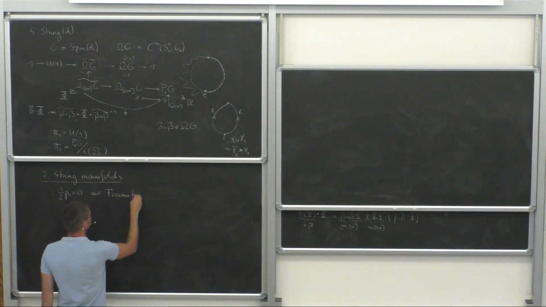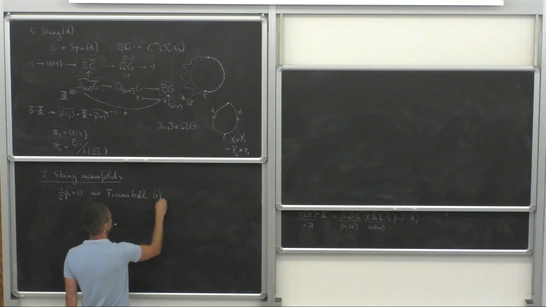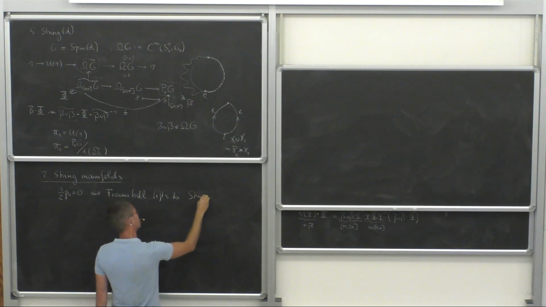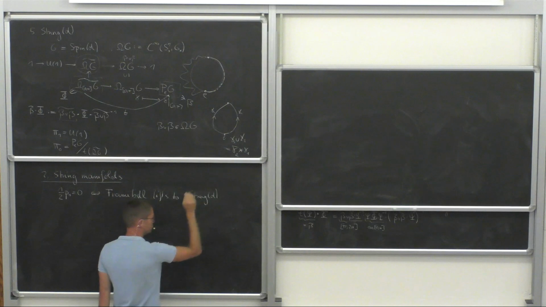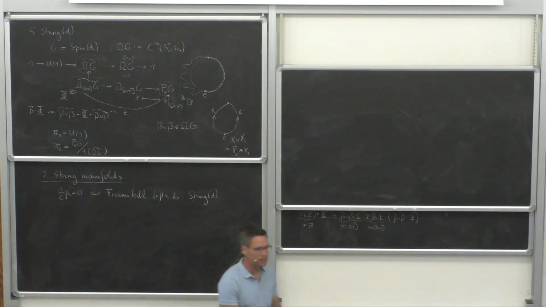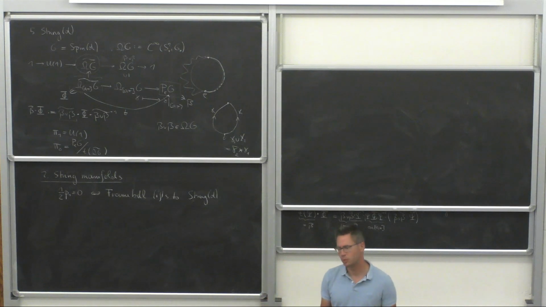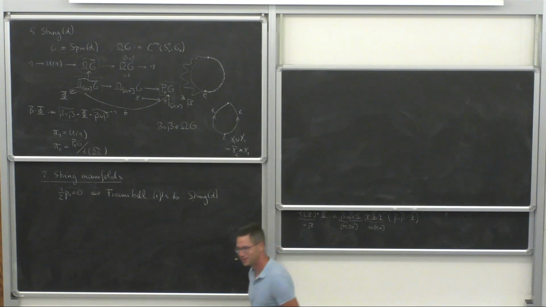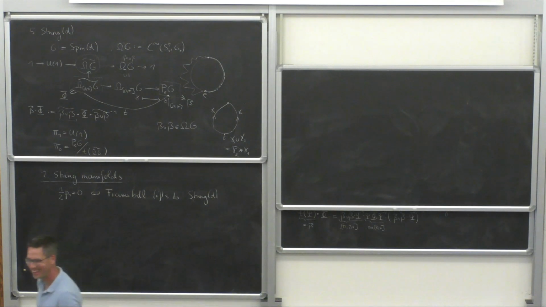Frame bundle lifts to string. So now string is one of these two groups, these crossed modules. So what does that mean? This means that we have to go into a higher categorical context, for example, one can use non-abelian gerbes, like Paolo defined it 20 years ago. So how does that look?